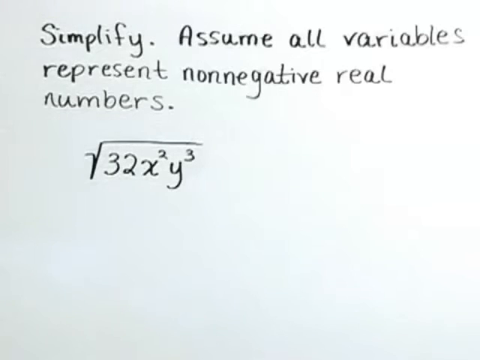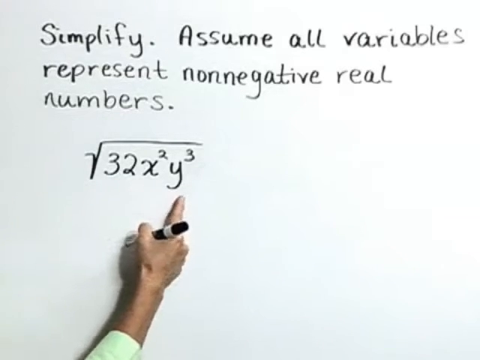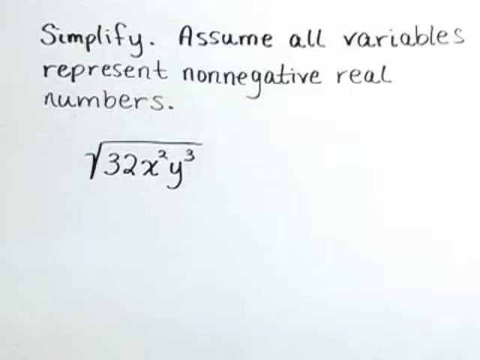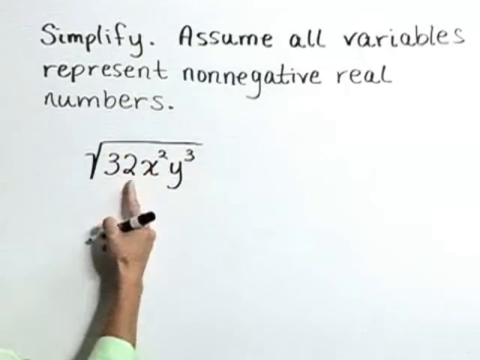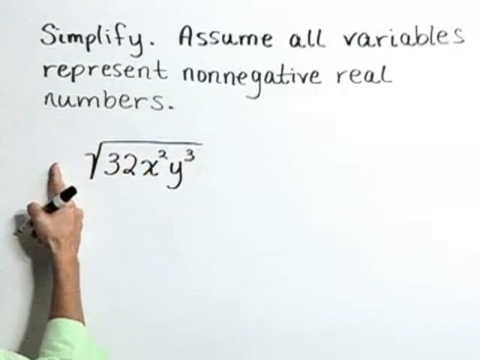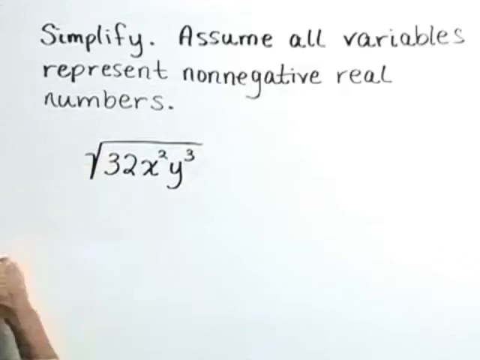Simplify. Assume all variables represent non-negative real numbers. Here we have the square root of 32x squared y to the third. Now, in order to simplify this radical, we want to pull as much out from underneath that square root as we possibly can. So we're going to look for perfect square factors that we can take the square root of.